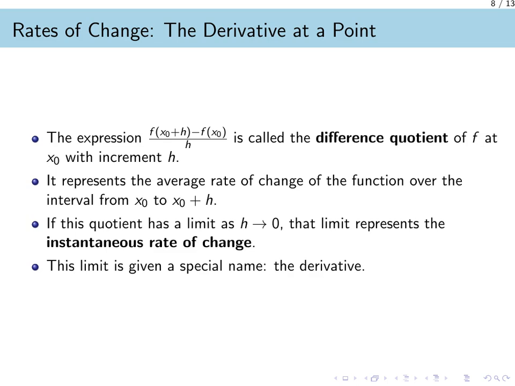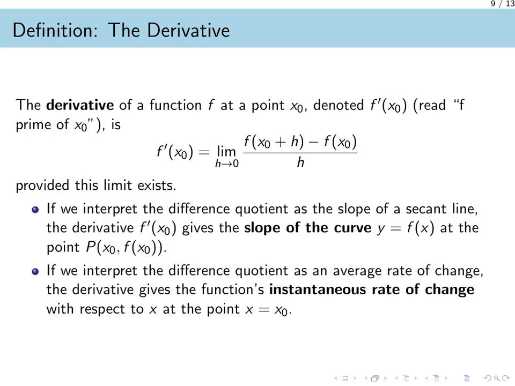The key thing to remember is that the derivative is the limit that transforms an average rate of change into an instantaneous one. We can now give a precise name and definition to the slope of a curve at a single point, and this powerful concept is called the derivative. The derivative of a function f at a point x0, which we write as f prime of x0, is formally defined as the limit of the difference quotient as h approaches 0. That is the limit of the fraction with f of the quantity x0 plus h minus f of x0 in the numerator, all divided by h.